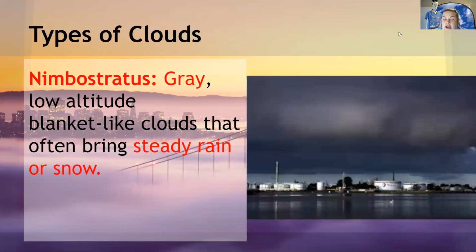You also have nimbostratus. Anytime you see the prefix nimbo, nimbo means rain. So nimbostratus are gray. Since they're stratus, they're also low altitudes, kind of like blanket light, and they'll bring that steady rain or snow. So where it's raining constantly or snowing constantly, that will be your nimbostratus clouds.